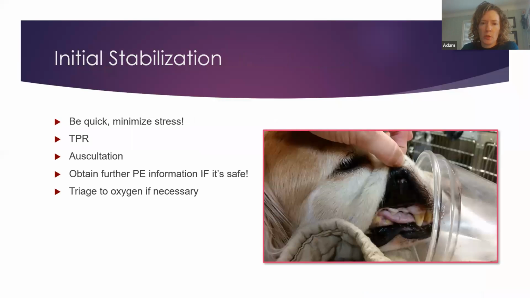One of the most important things here is we do want to be fairly quick, and we also want to minimize stress to the patient, especially if they're unstable. We've all seen these patients who come in and they don't look too bad when they come in the door, and then pretty quickly, within 5 or 10 minutes of being in the hospital, they can decompensate pretty rapidly, and stress can play a big role in that. So not only do we want to try to remain calm, but we want to try to get things done quickly for them so that we can start to get them stabilized and figure out what's going on.